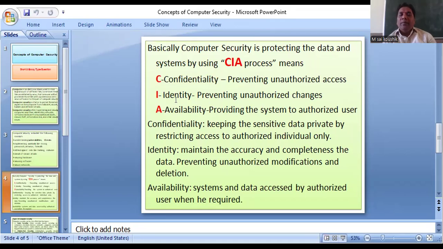Identity means preventing unauthorized changes. What kind of changes? Whatever I am accessing, the program or data, that only is taken by you. There is no chance of changes from others. There is no chance to touch your information from others. That kind of security is called identity.